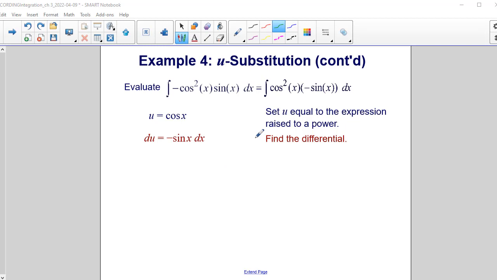Next, we find the differential. We find du. So u is equal to the cosine of x. du is equal to minus the sine of x dx. And if you look up here, we have that same exact expression, minus the sine of x dx. This is going to get replaced with du.